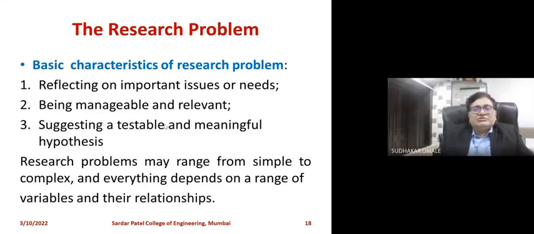Okay. So this is for research design, how you find the research problem, and to get the correct research problems, you have to observe some basic characteristics reflecting on important issues or needs.